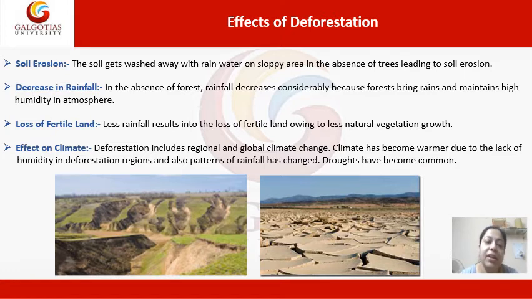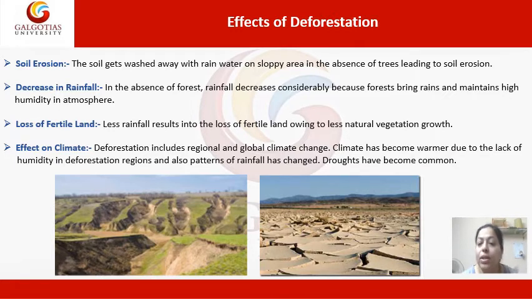Next, we are definitely going to have loss of fertile land, because if there is less rainfall, the fertility of the land will go down. And we can also say that deforestation is majorly responsible for the increase in carbon dioxide content and the temperature of the earth, and it gives rise to global warming.